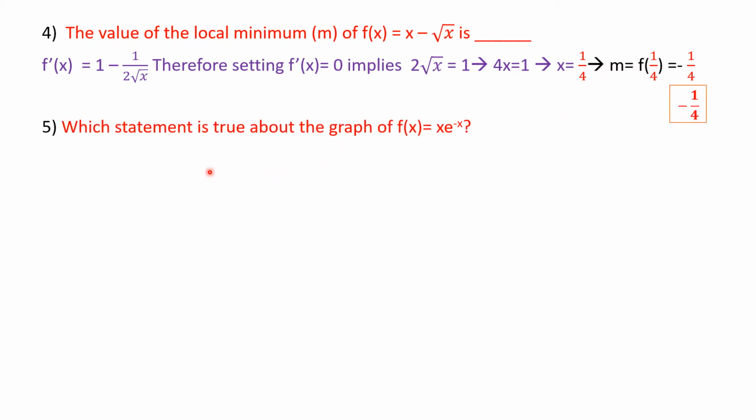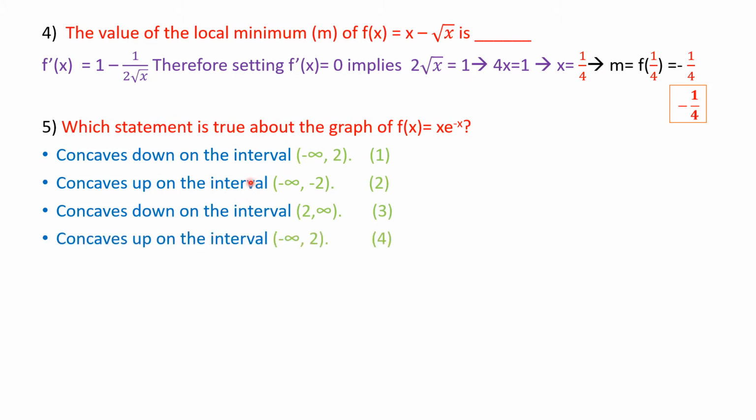For the next question, we have some statements, and we want to see which of the statements is true about the graph f of x equals x multiplied by e to the power negative x. And here are the 4 options from which we have to pick the correct one, or the true one. Since it's about concavity, we have to go for the second derivative to decide the concavity. And to do so, we have to get the first derivative first.